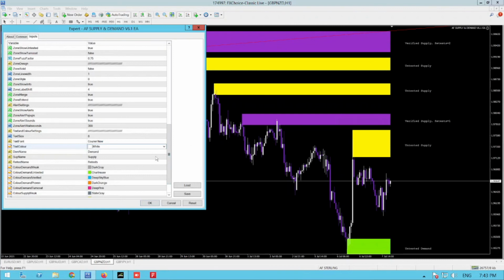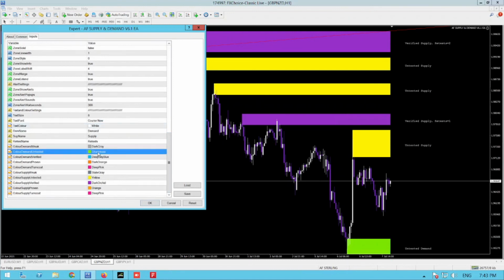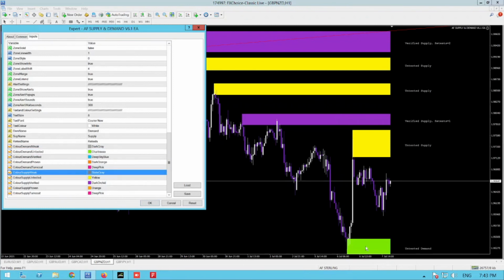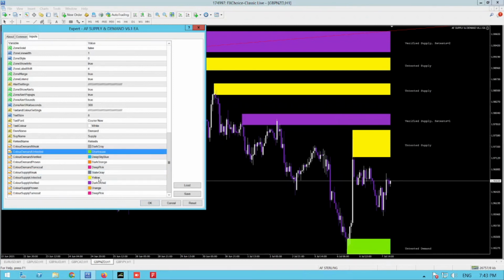What else we got? Oh, and it's basically just the zone colors really. So you've obviously the main ones to pay attention to is the luminous green, which I was mentioning before, which you guys can see down here. Okay, and then you've got the yellow, okay, which is untested supply. Very, very important too. Very important colors. So these are ones that the EA will actually be trading from.